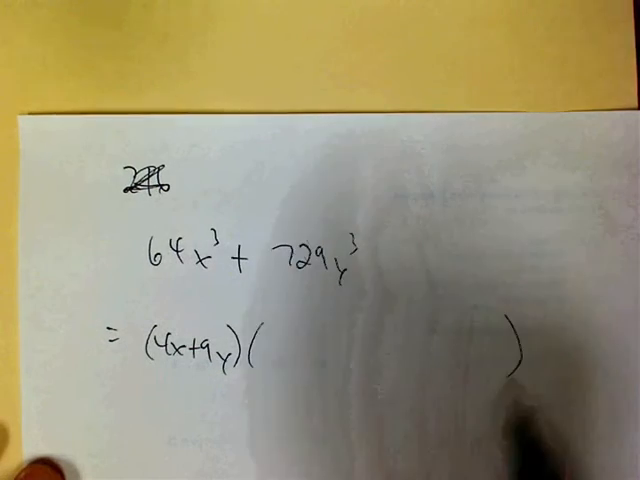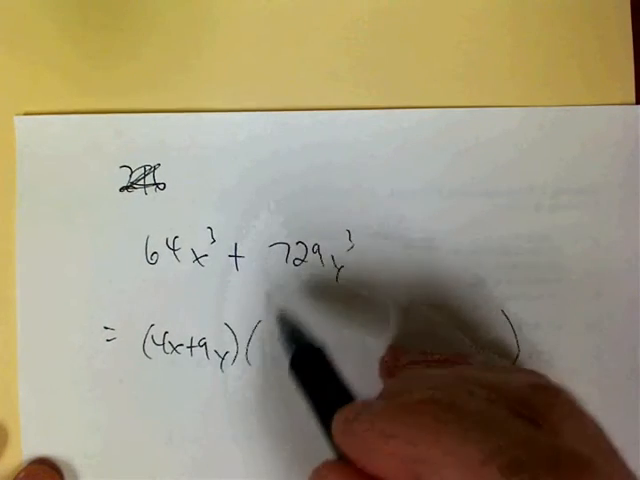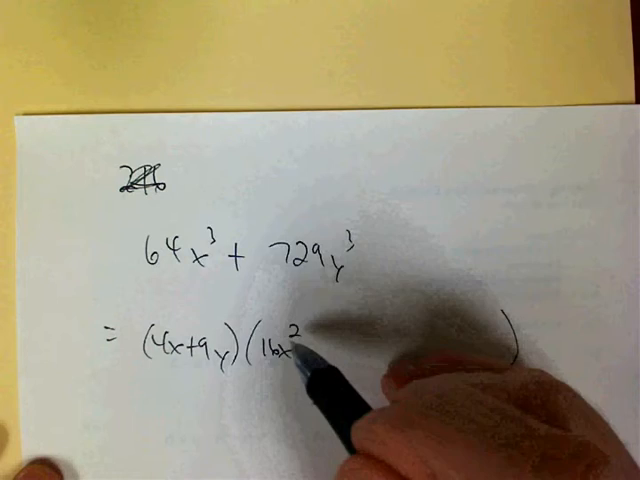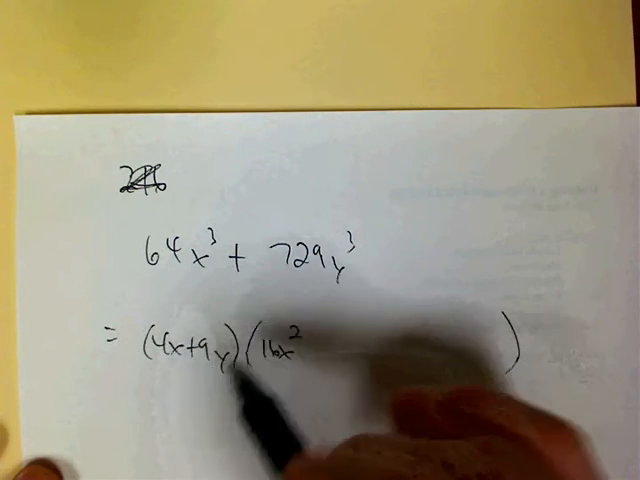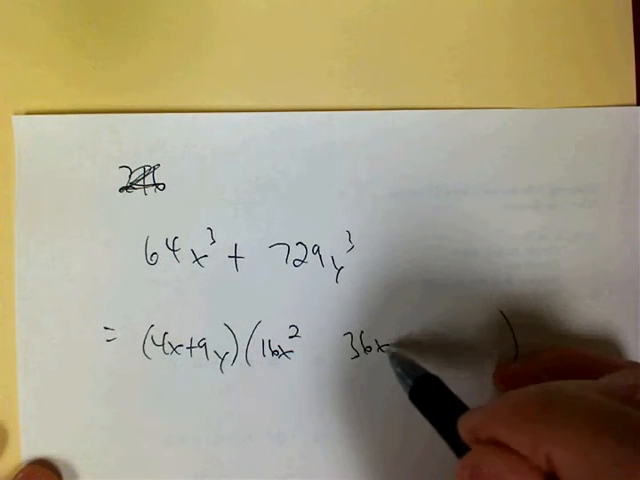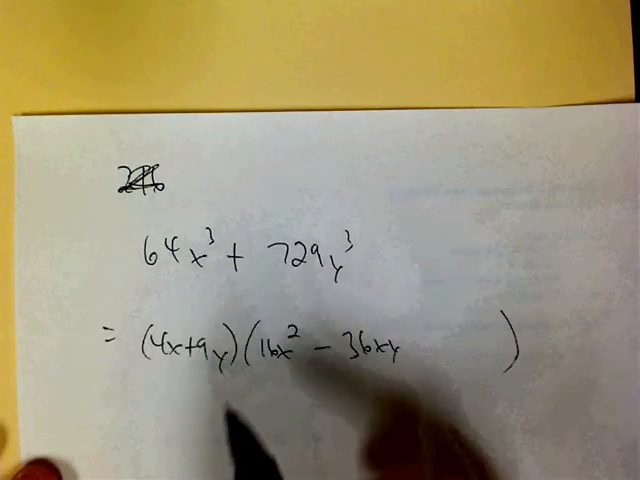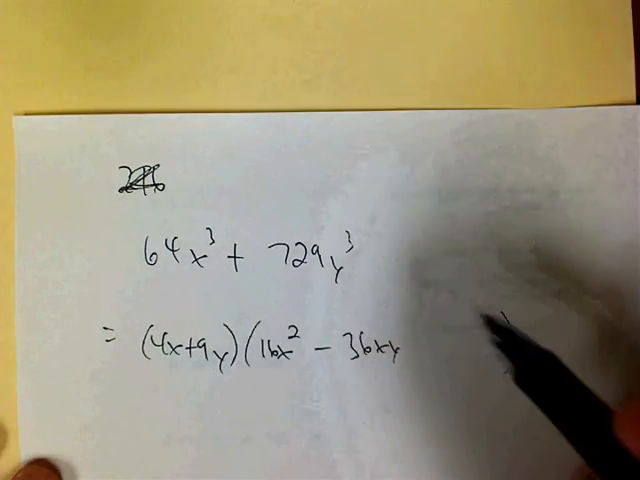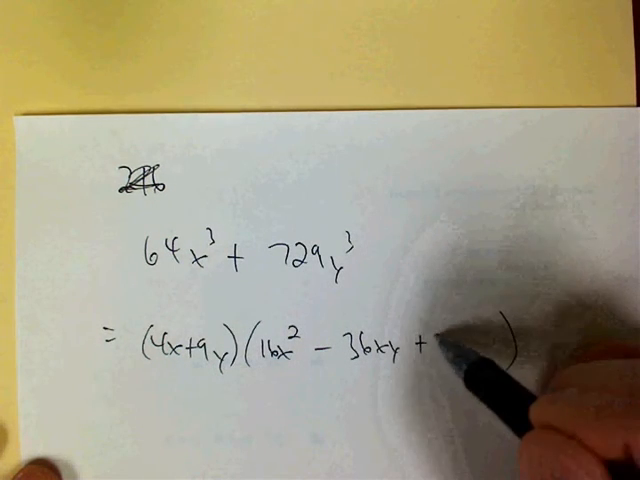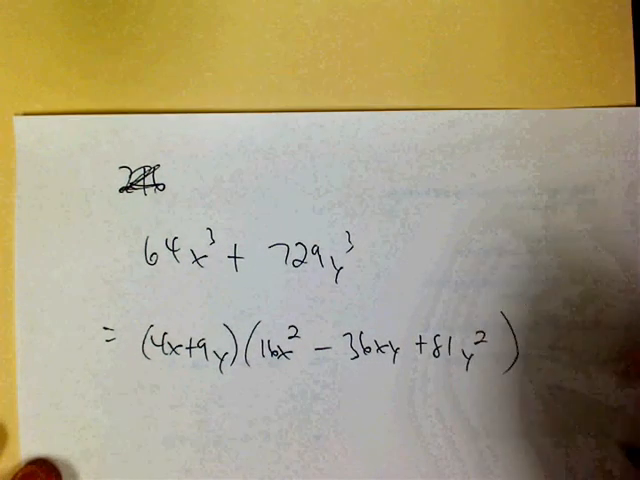Because now I'm going to take that 4x and square it. Get 16x squared. I'm going to take 4x times 9y and get 36xy. Change the sign because it was a positive. We're going to make it a negative. Now we're going to take the 9y and square it. 9 times 9 is 81. y times y is y squared. And we're done. That's all you're doing.